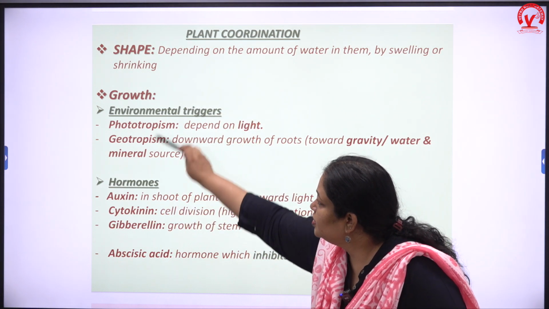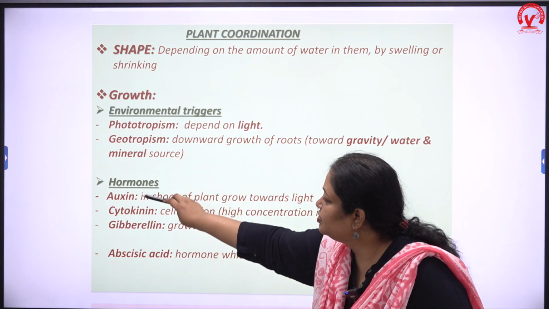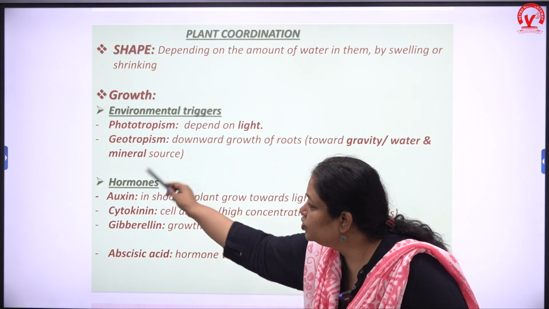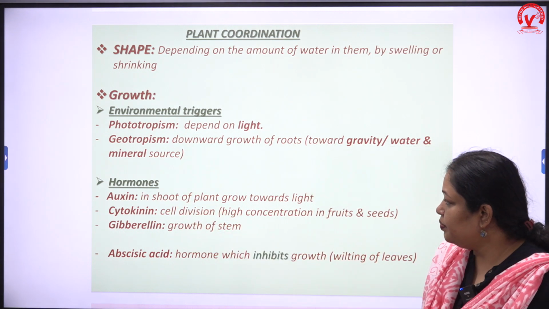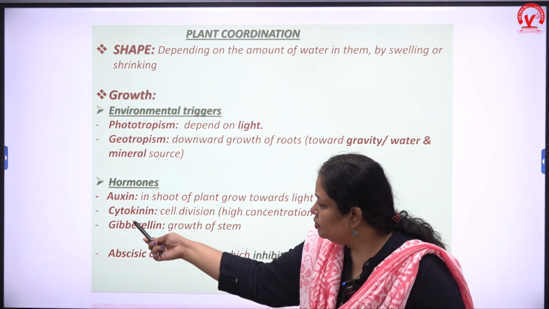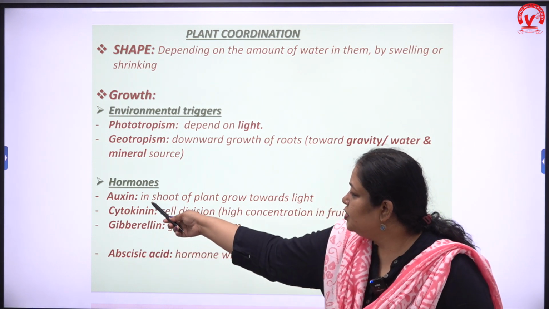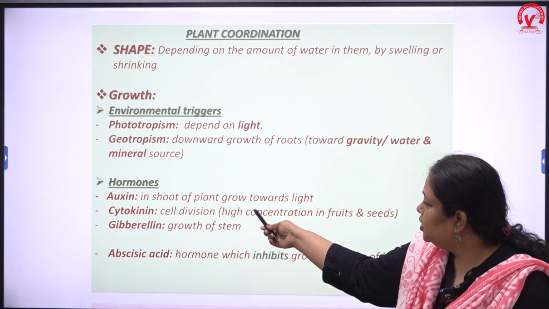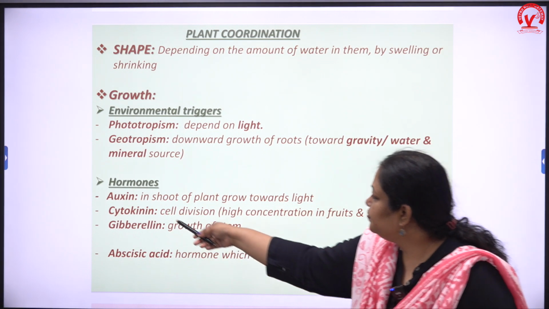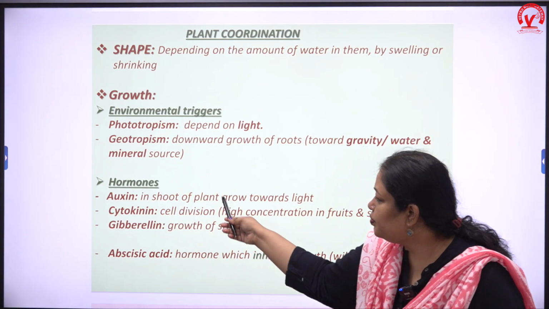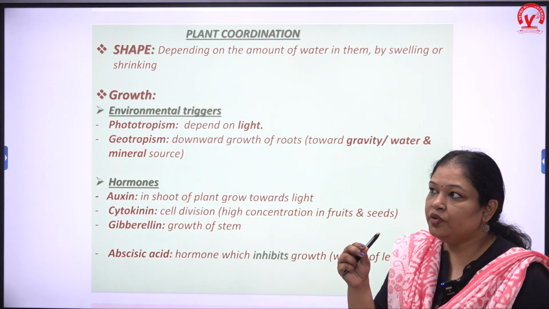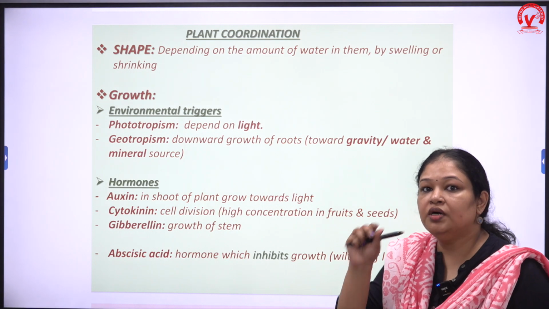The other triggers which help with the growth are the hormones in the plant. The hormones in the plant are auxin, cytokinin, gibberellin. Auxin helps the shoot of the plant grow towards light. Auxin is in the shoot of the plant. So what is the hormone that makes the plant grow towards the sun?